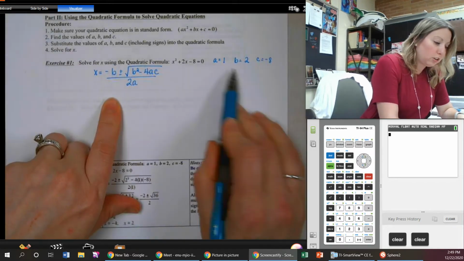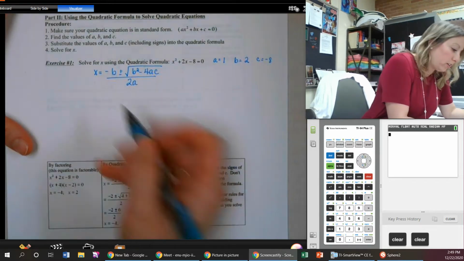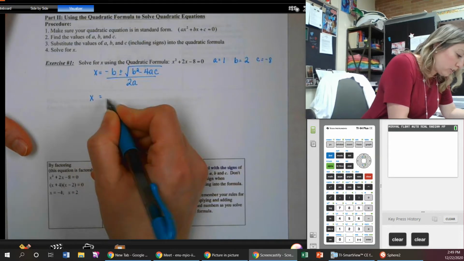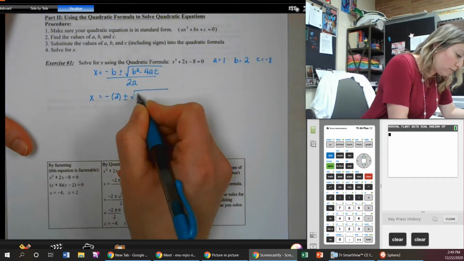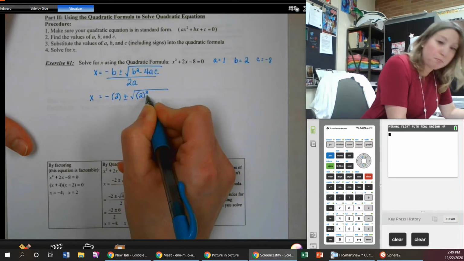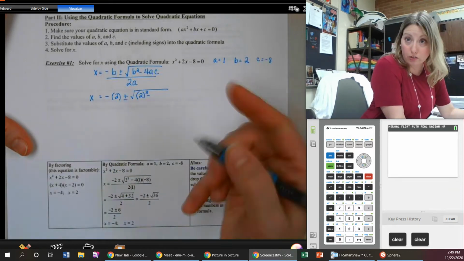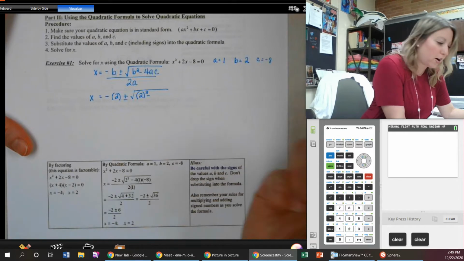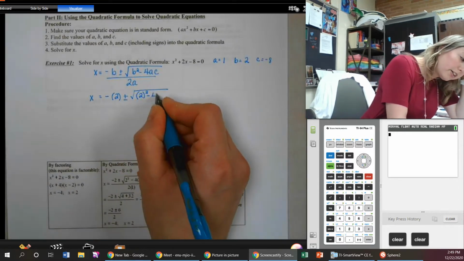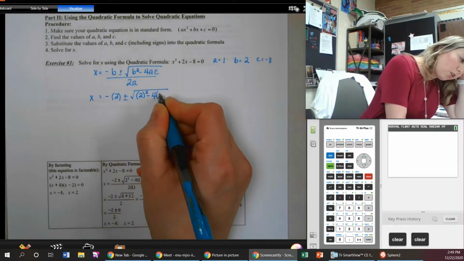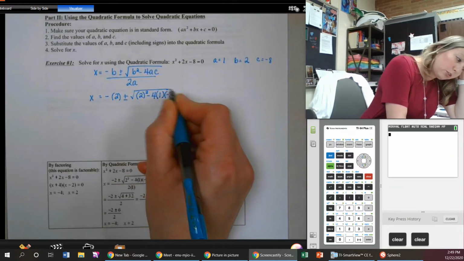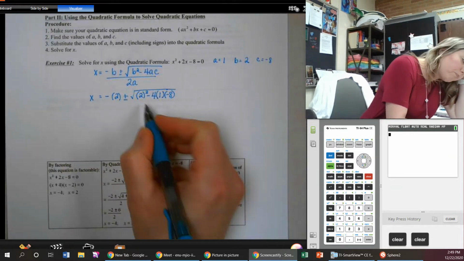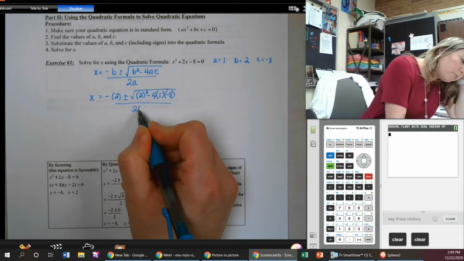And then each of these spots, we plug in one of these numbers. So we get negative of 2 plus and minus the square root of 2 squared. Put that in parentheses to square it, just in case it's negative and you want to make sure you square it correctly, right? That's where I see a lot of mistakes. Minus 4 times 1 times negative 8. This is where I see a lot of mistakes too, and I'll point it out. All divided by 2 times 1.